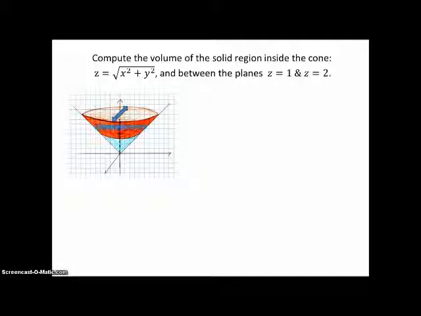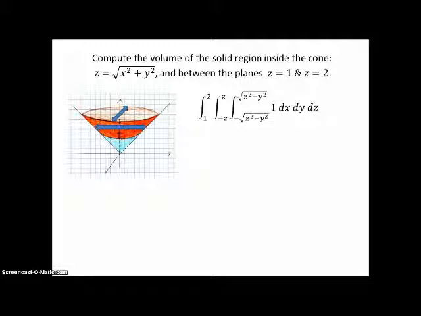So that would mean that y is always going to travel between those two lines. And then finally, we can let z go from 1 to 2. So here's what our triple integral looks like. We have a 1 in the integrand because we're doing volume.